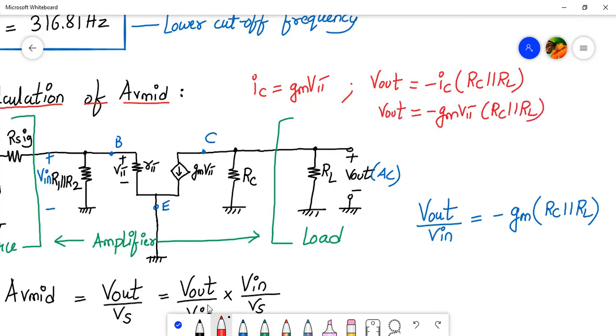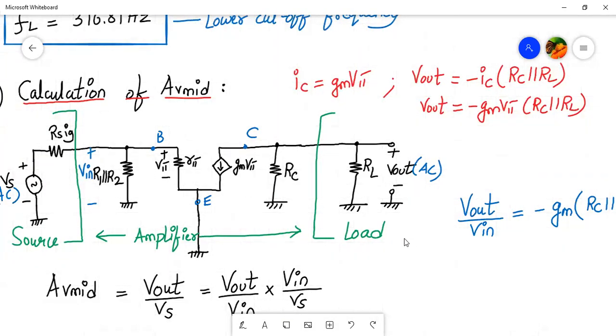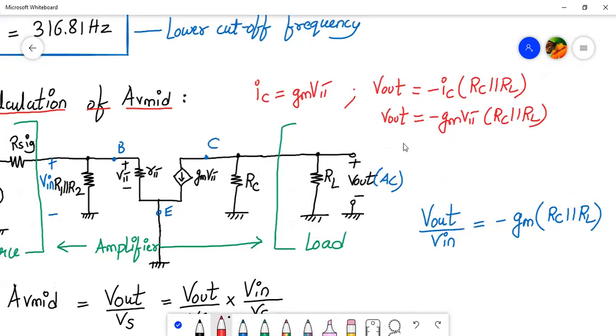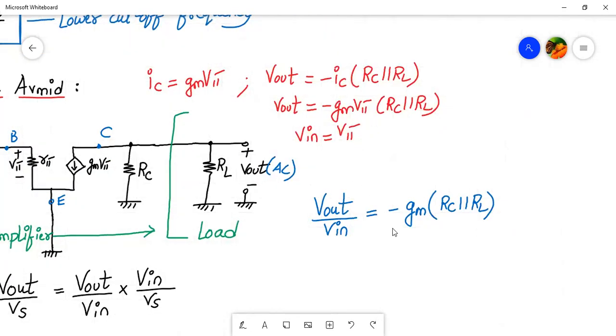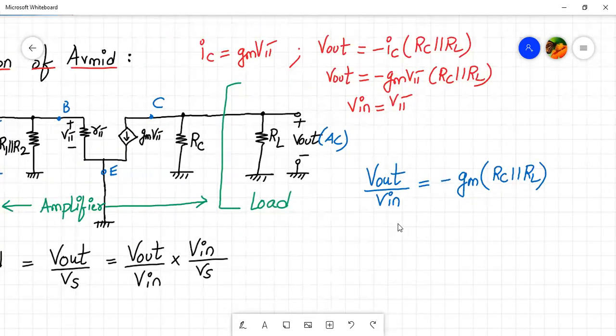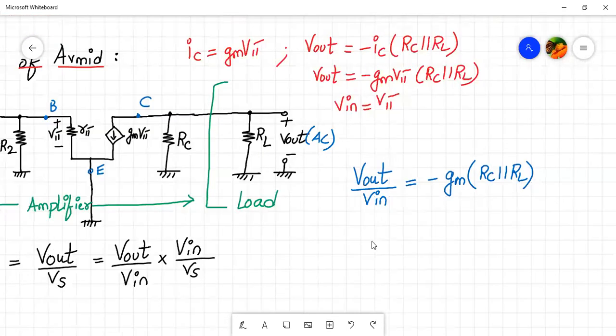Now, what is the value of V in? If you see carefully, V in is parallel to V pi. So I can write over here, V in is equal to V pi. Now, if I divide V out by V in, V pi and V pi will get cancelled, and I am left with minus gm RC parallel to RL. Okay, so that's how we get the value of V out upon V in.